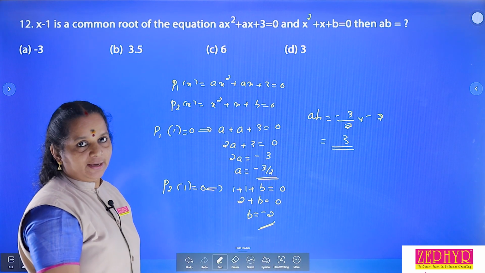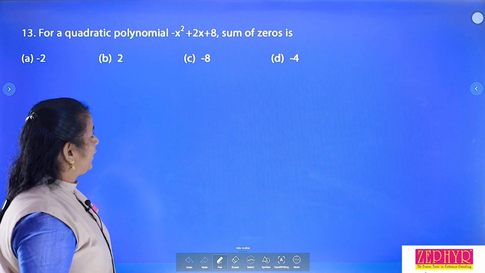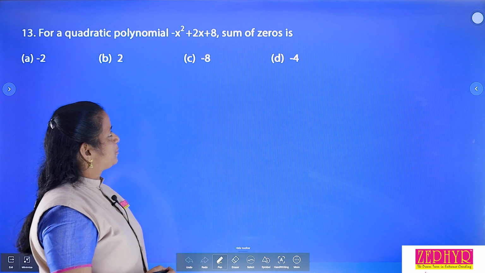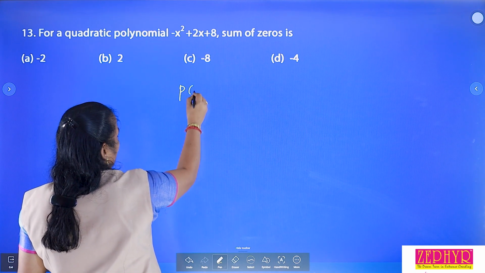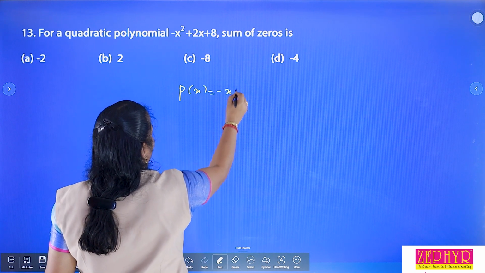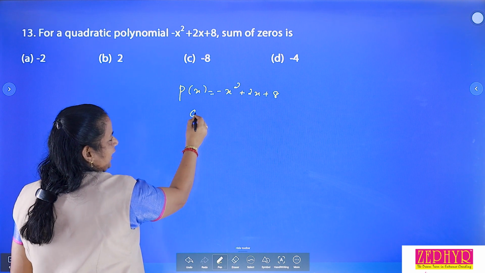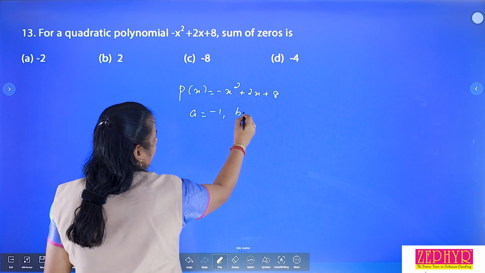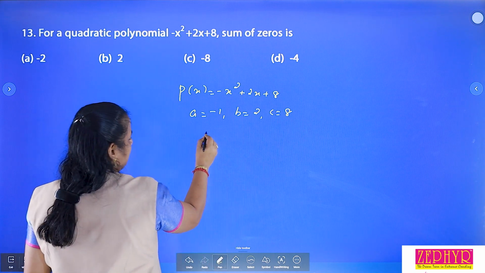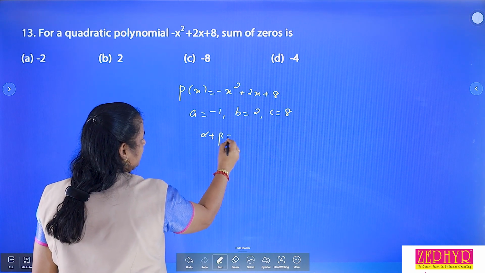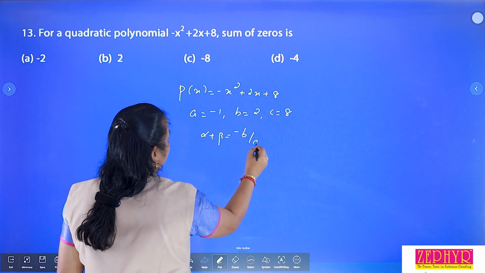That's the answer. Okay, then our 13th question is: for a quadratic polynomial minus x square plus 2x plus 8, what is the sum of the zeros? Consider the polynomial p of x is equal to minus x square plus 2x plus 8. So here a is equal to minus 1, b is equal to 2 and c is equal to 8. Then what's the equation for the sum of the roots? Alpha plus beta is equal to minus b by a.